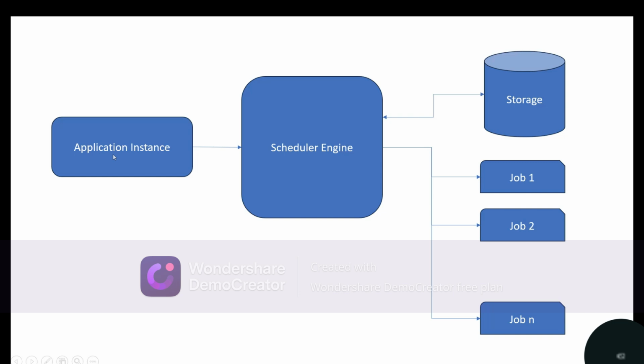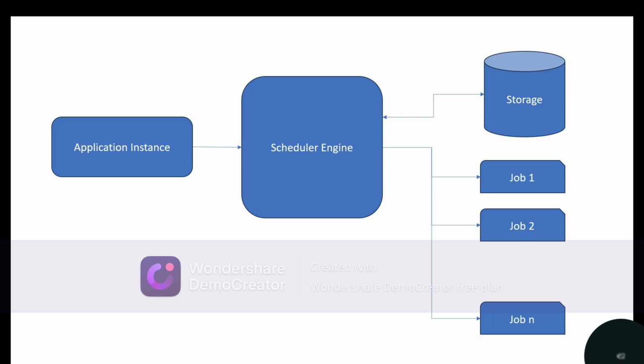The application instance will be the instance of the scheduler engine, which will be created whenever the website starts, and it will exist until the site goes down. Once the site is down, a new instance will be created again. It's just like the life cycle of any application. As you can see, multiple jobs like job 1, job 2, and job n will be created, and all those jobs will be dynamic in nature. That means you can create or manage them from the UI.